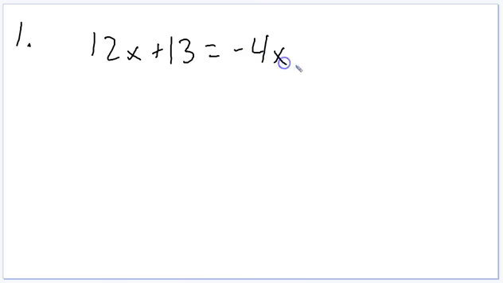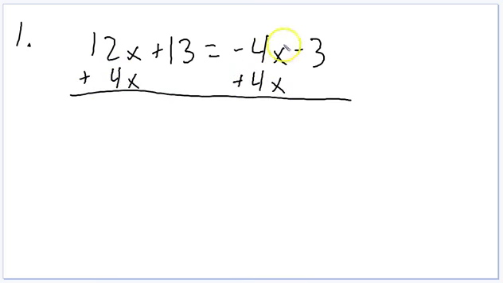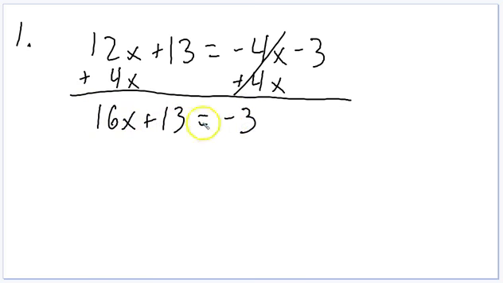Number one, we've got 12x plus 13 equals negative 4x minus 3. So first off, you have to take care of the variables, okay? Since this is already negative, I'm just gonna add it to the other side. When I say add it to the other side, you add it to both sides. That's gone. Then I get 16x over here plus 13 equals negative 3.